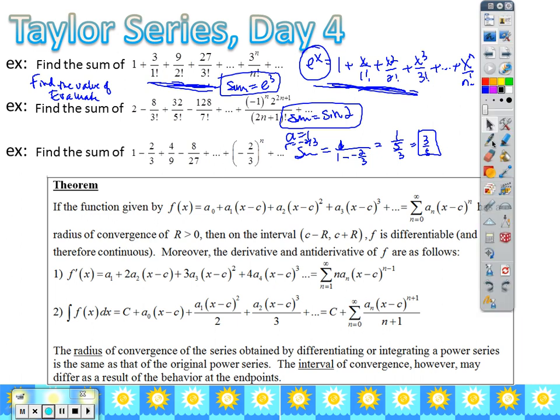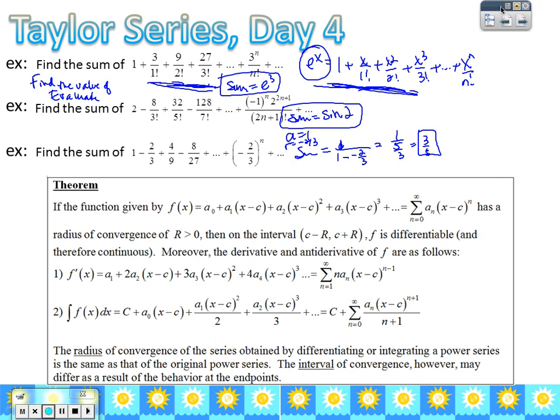Provided that we have a function that's written as a series, this should look familiar to you. That would be like a Taylor series centered at c. Provided that it has a radius of convergence larger than 0, then what they're telling us is we can take the derivative of this series or the integral of the series. And we practiced a little bit of that several days ago, taking the derivatives of series. We're going to do some more of that today.